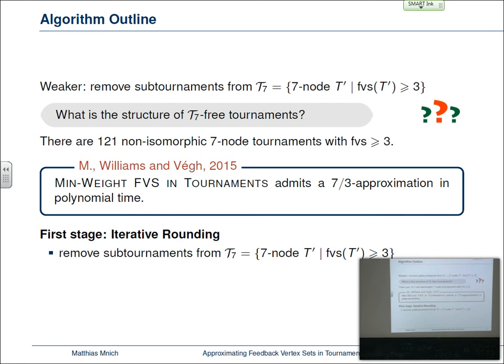So the algorithm is quite simple and also works in a weighted case. In the first stage, we do iterative rounding, or in the unweighted case, the greedy approach. So we greedily remove all the 7-vertex tournaments in T7. And then in the second stage, we have a combinatorial approximation. In the 5/2 approximation, they had a worse ratio in the first stage, 5/2, and in the second stage they were optimal. And we have matching factors in the first and second stage.